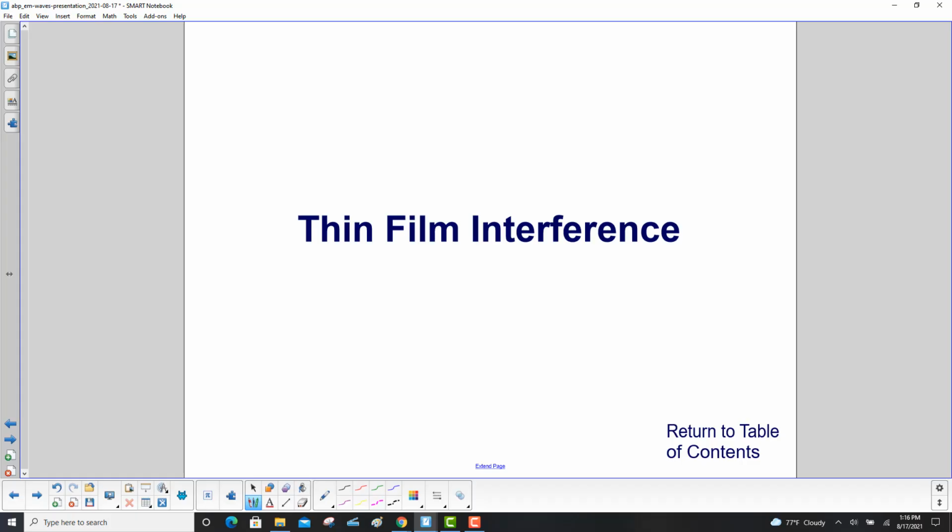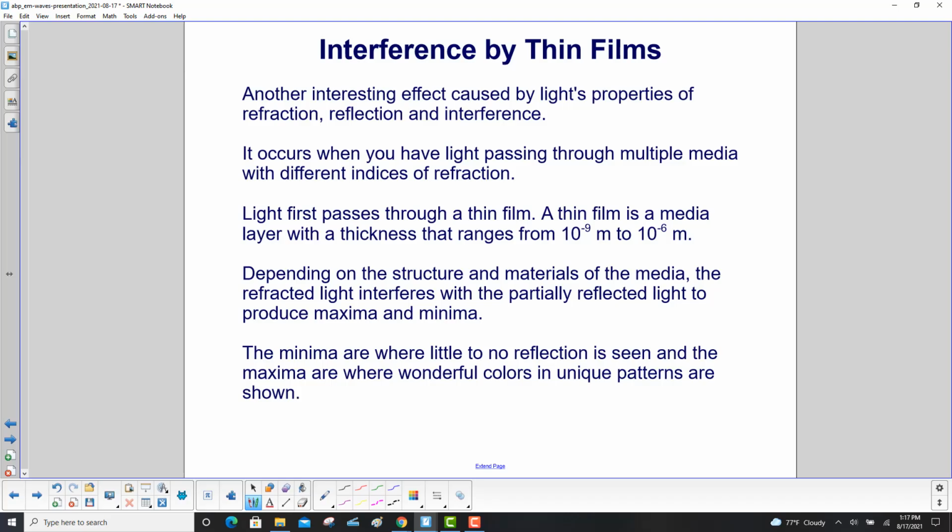Thin film interference. Another interesting effect caused by light's properties of refraction, reflection, and interference. It occurs when you have light passing through multiple media with different indices of refraction. Light first passes through a thin film. A thin film is a media layer with a thickness that ranges from 10 to the minus ninth to 10 to the minus 6 meters.